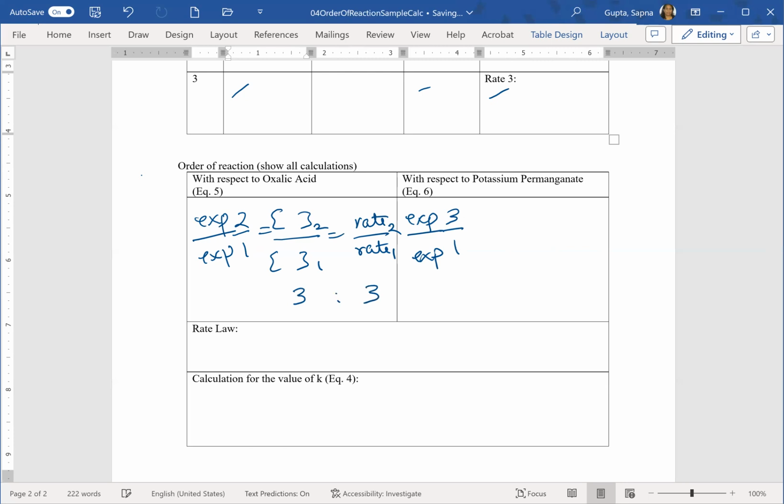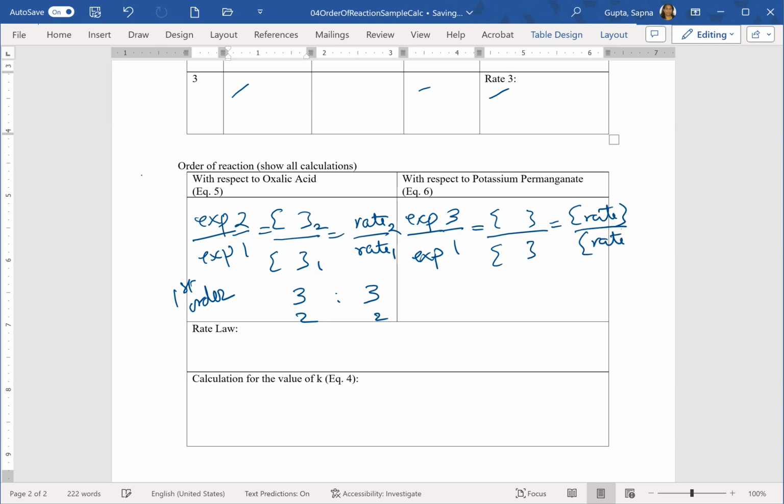If you're changing the concentration by 3 and your rate also changes by 3, that's first order. That could happen for 2 and 2 also, right? If you double the concentration and you double the rate also, then that is first order. Then you will do the same thing for experiment 3/1, because now this is with respect to potassium permanganate. You will find your concentrations and then the rate that you have. This is the way I calculate.